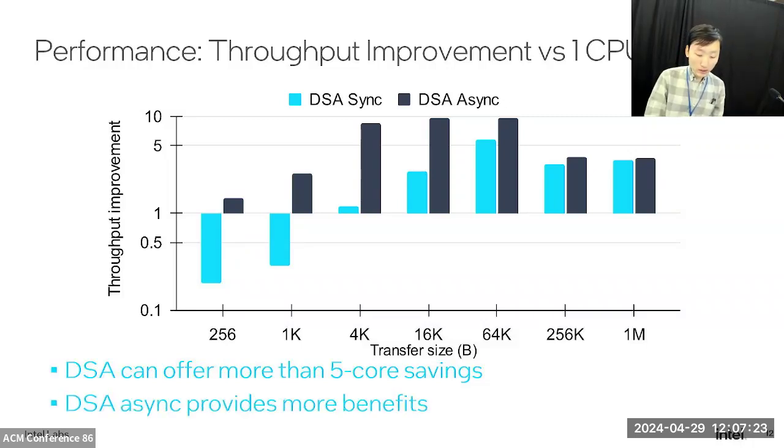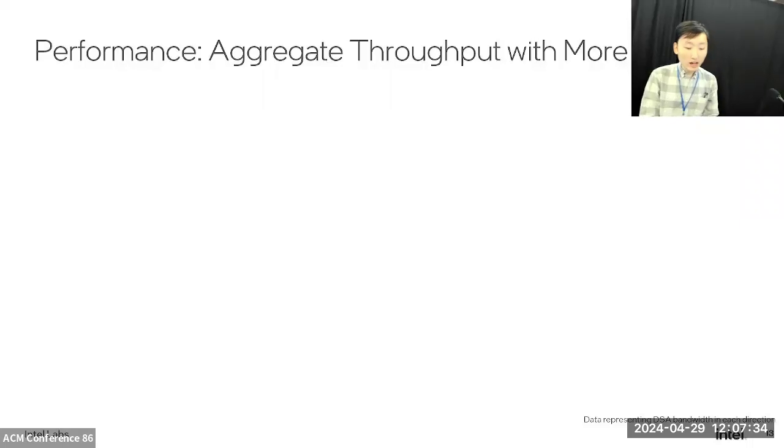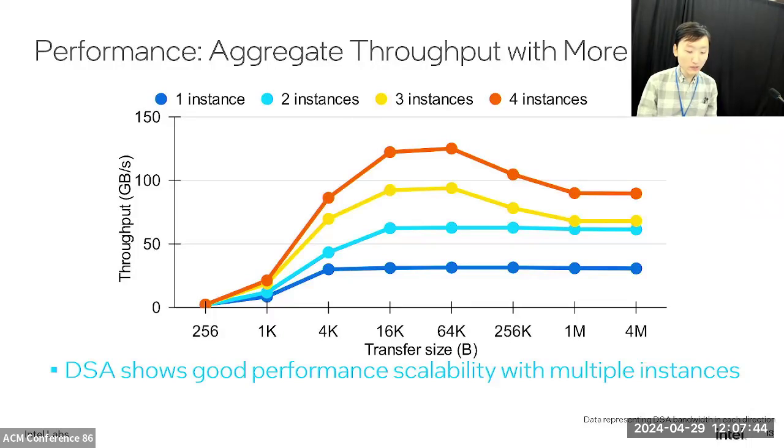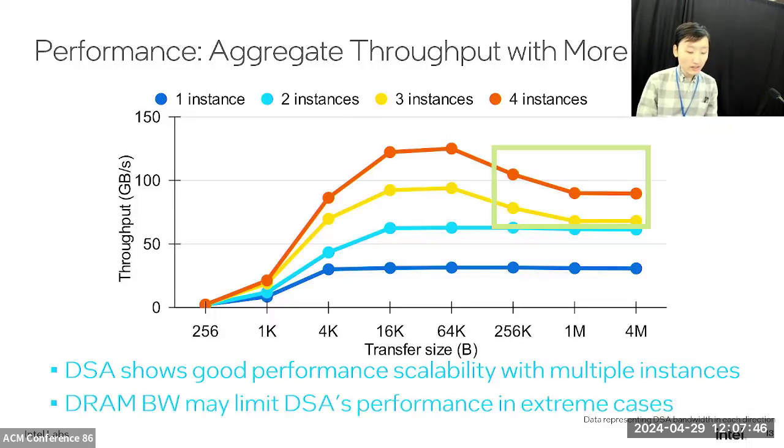Also, since more tasks are processed by the DSA hardware, operating DSA in asynchronous mode always provides more benefits, but this may require more software changes. Let's then see how DSA performance can scale with multiple instances on the same CPU package. As we can see here, the aggregate throughput scales almost linearly with the number of DSA instances. Note that in some extreme cases, the DSA aggregate throughput is limited by the system memory bandwidth, as more data is shunted to the DRAM instead of DDIO'd to the last level cache.